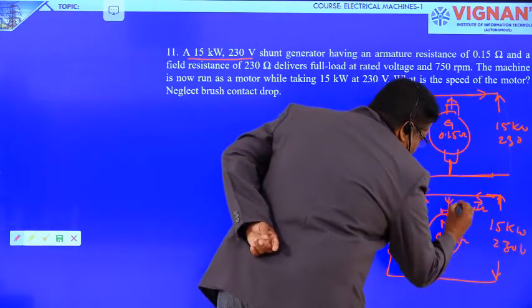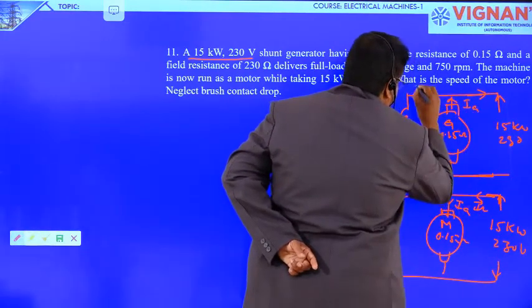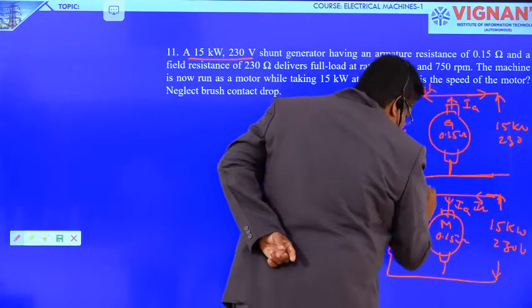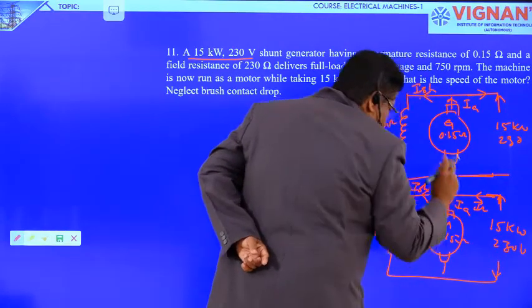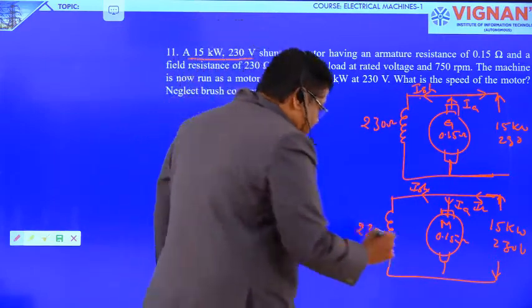Now this is the armature current here. This is the field current. The first case is the generator, whereas the second case is the motor.